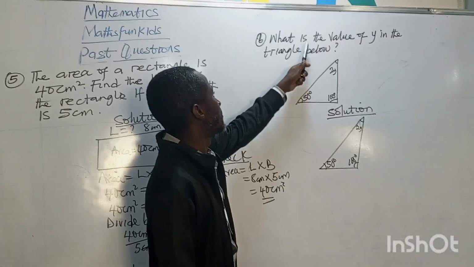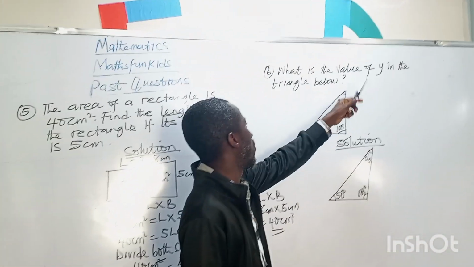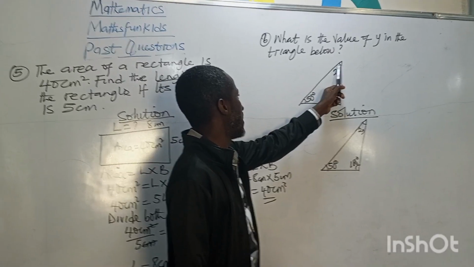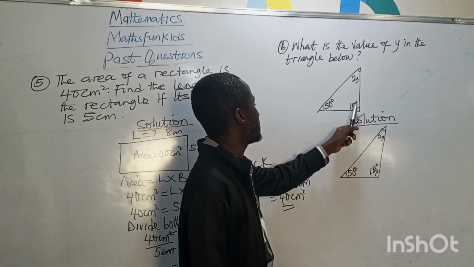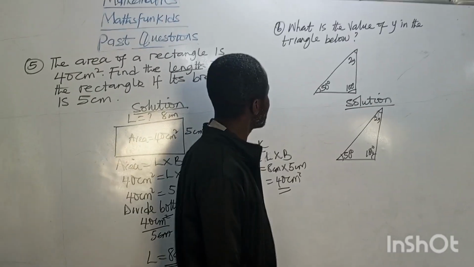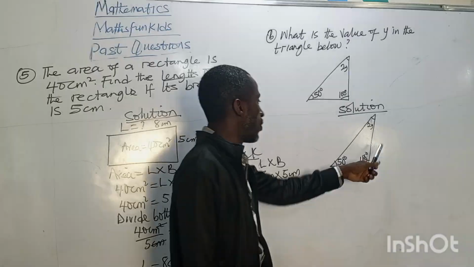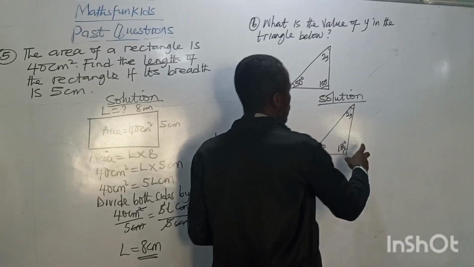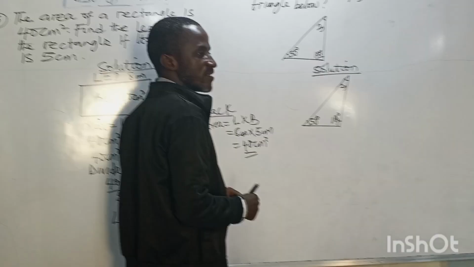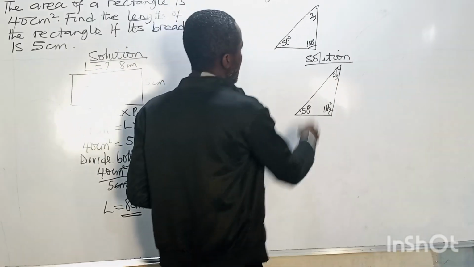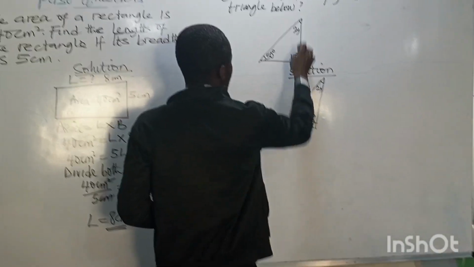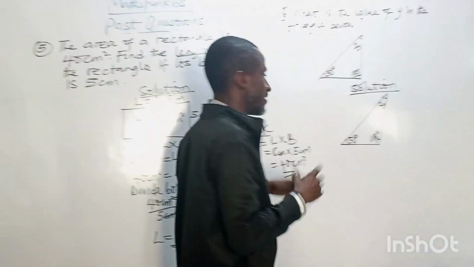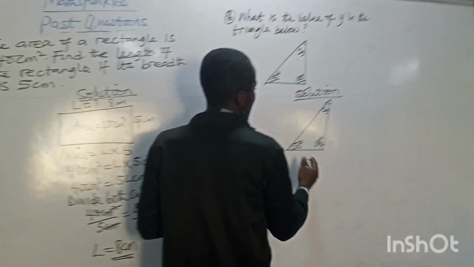The question before us is, what is the value of y in the triangle below? This is the triangle. Angle here is 2y. This side is 100 degrees. This side is 50 degrees. And we know that the sum of angles of a triangle is equal to 180 degrees. That is, when you add this angle, this one and this one together, they should give us 180 degrees. So let's add all of them together.